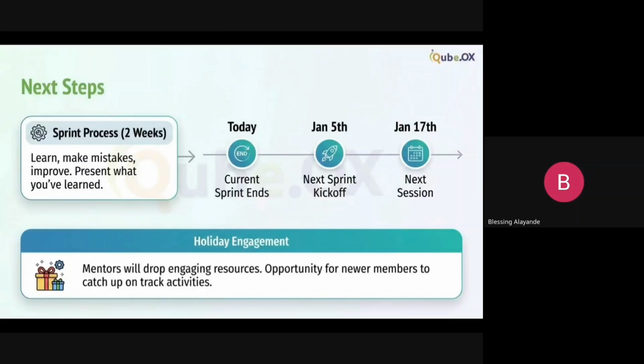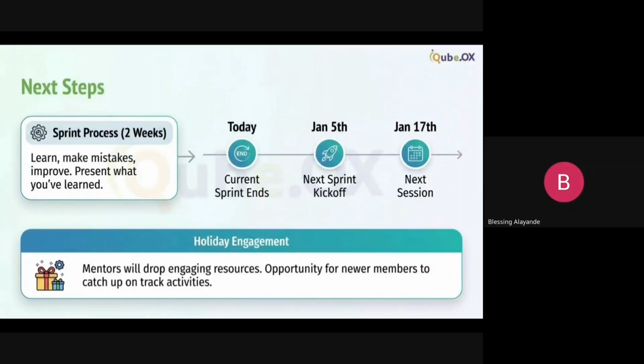So for now, since this is the ending of December, the current sprint is going to end today. So a mentee is going to be showcasing what they've learned within the past 2 weeks. The next sprint is going to kick off on January 5th. You're going to have resources during the holidays. So the holidays is not just for eating chicken or enjoying yourself. You also have an opportunity to learn. Your mentors are going to drop resources that you can follow and learn from. So by January 17th, we'll have our next session, right?